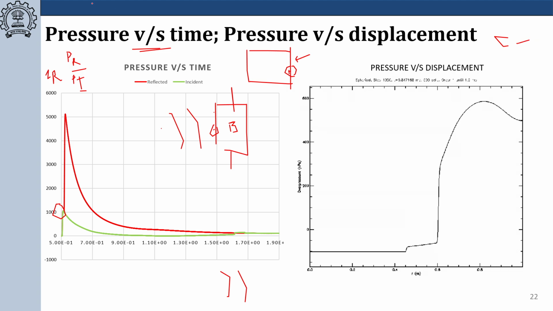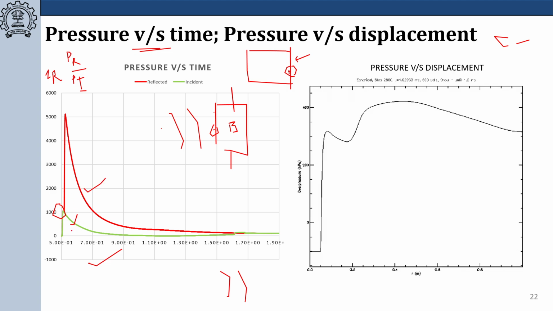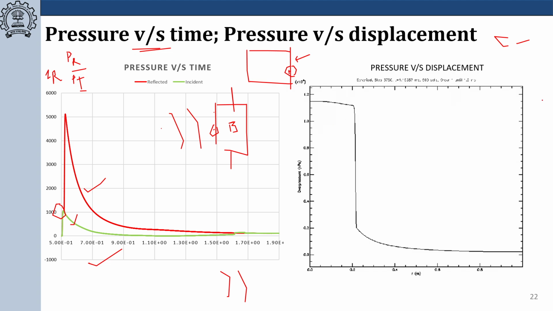So this is the pressure history. At each point you have to obtain it, and you will use either the incident or the reflected pressure to compute the load. Can anybody tell which pressure you will be using to compute the loads? Not always; you can use the incident pressure also. I'll tell you where you have to use the incident pressure. We will see that later on, I will explain in the next slide.